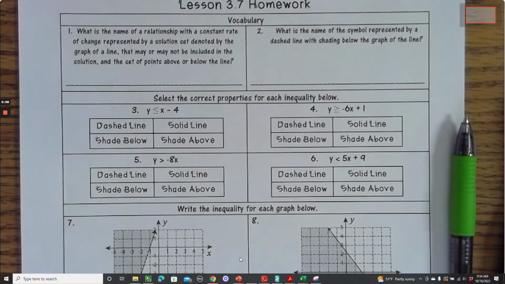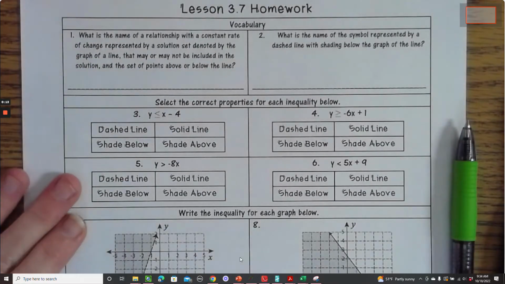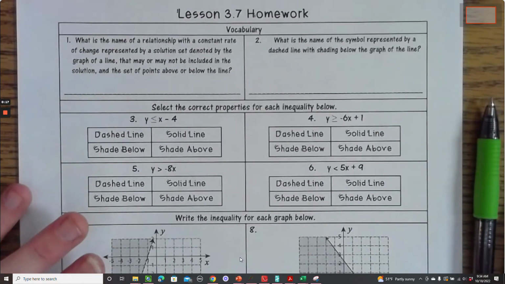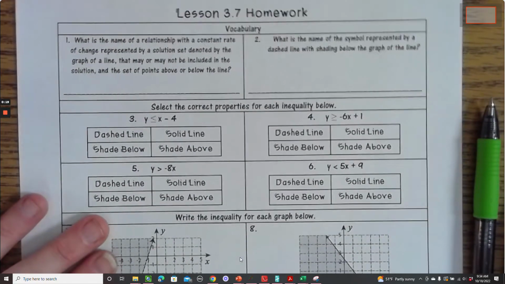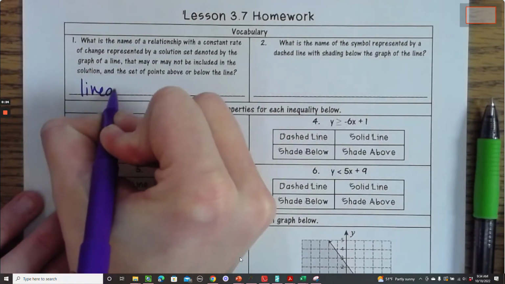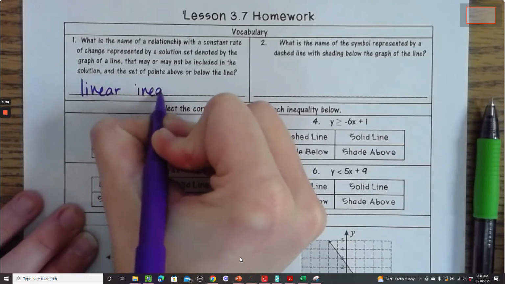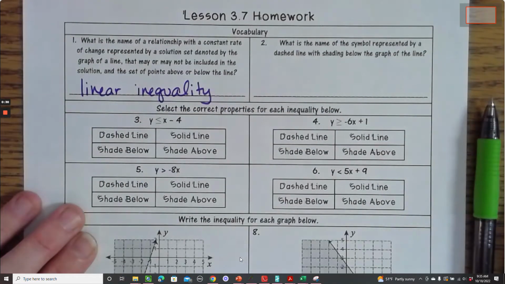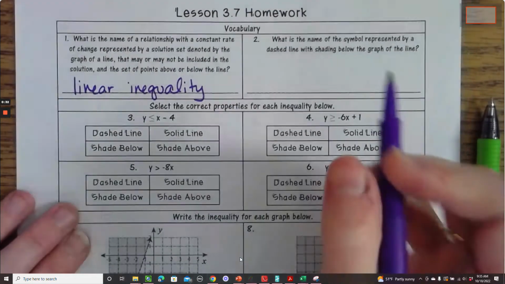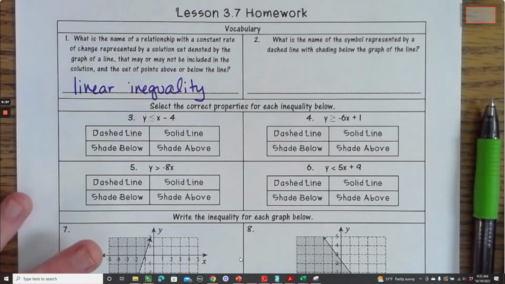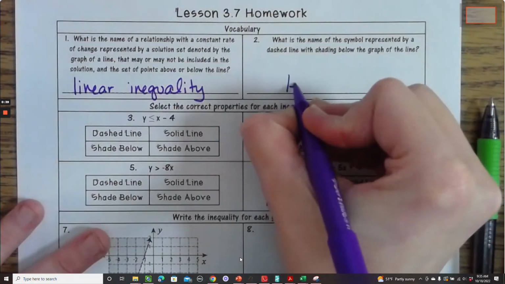So number one, what is the name of a relationship with a constant rate of change represented by a solution set denoted by the graph of a line that may or may not be included in the solution and the set of points are above or below the line? This is a long definition. This is a linear inequality. All right, what is the name of a symbol represented by a dashed line with shading below the graph of the line? This is less than.